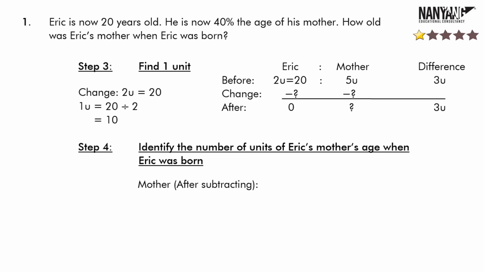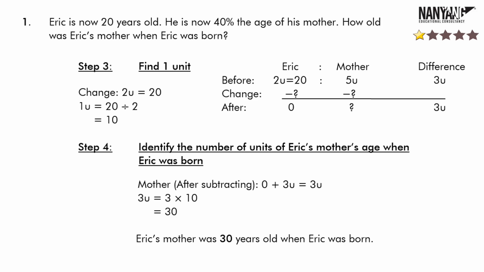So after the change, Eric is 0 years old. Since the difference is still 3 units, his mother would still be 3 units. So 3 units equals to 3 times 10, 30. So that's our answer. Eric's mother was 30 years old when Eric was born.